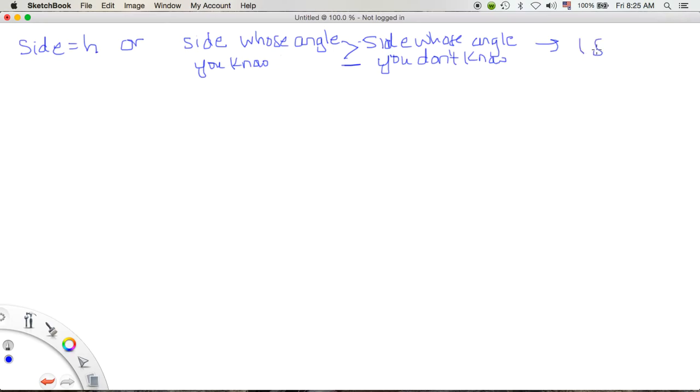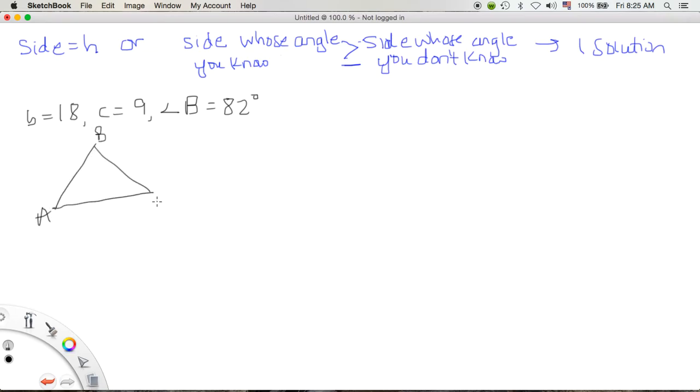This is when we have one solution. So what does that mean? Well, let's say we've got b is 18, c equals 9, and angle B equals 82 degrees. So we draw our triangle. Remember, when you're sketching your triangle, it doesn't necessarily have to be to scale and accurate. Mostly you're just trying to place your sides and your angles across from each other properly. So b is 18, c is 9, and angle B is 82 degrees.